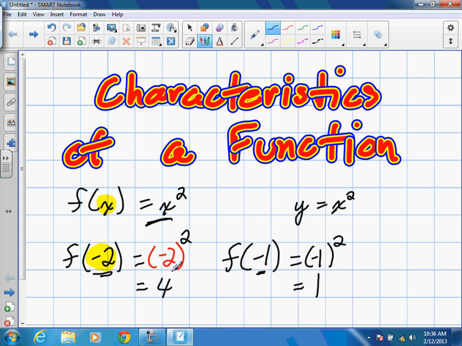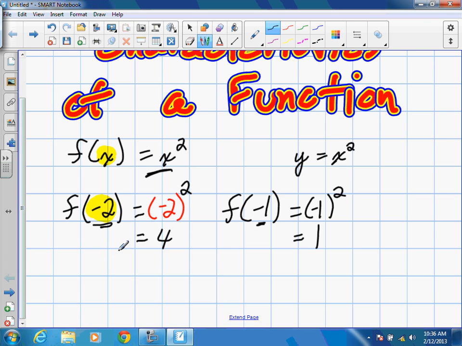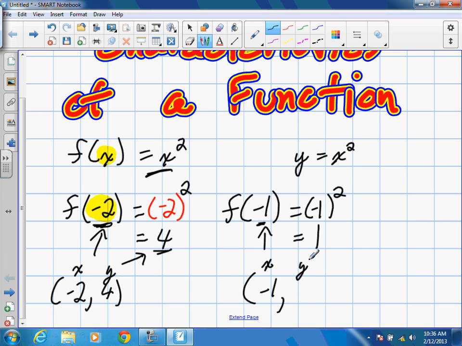I want you to recognize that what we've just done is found coordinates. When the x-coordinate is -2, that's what that's telling us, the y value is 4. When the x-coordinate is -1, the y-coordinate is a value of 1. That's how we plug things into our function notation.